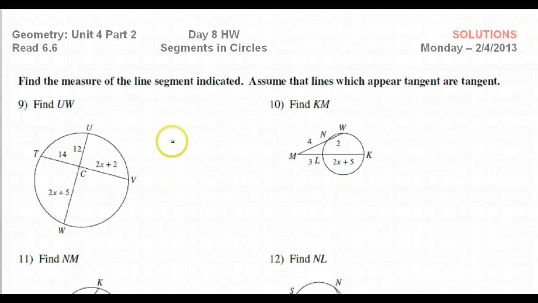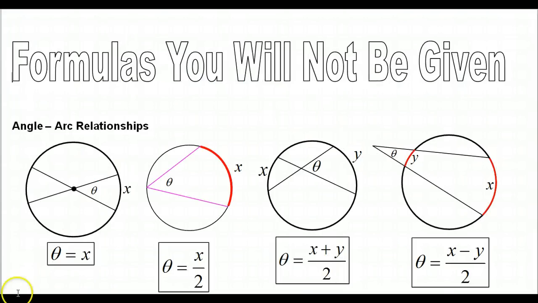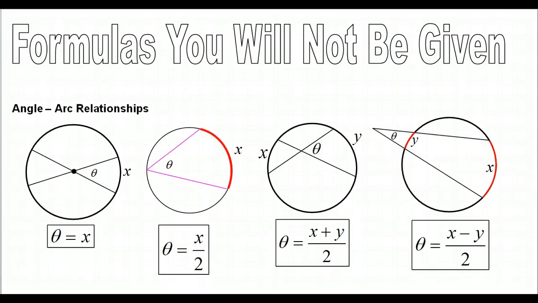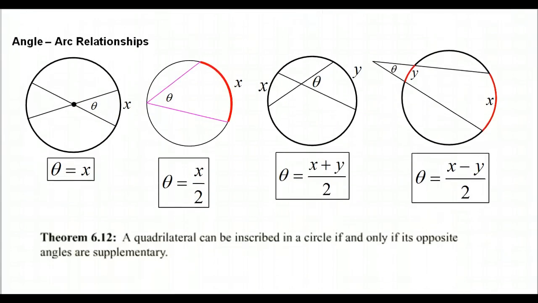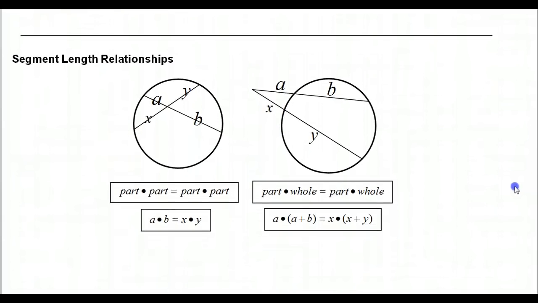This is day 8, and we're still working on circles. We're starting our review process, so we're going back to looking at the relationships of the segments inside of a circle. Remember all those formulas that you will not be given? These were the original 4 that we learned, but those were all about arcs and angles. During this part of the unit, we learned 2 more formulas that had to do with the segment lengths inside a circle. And so these were the 2 new situations that we had to be aware of.